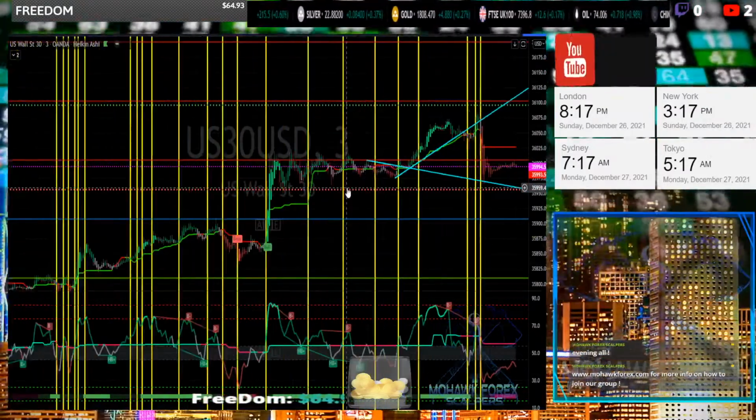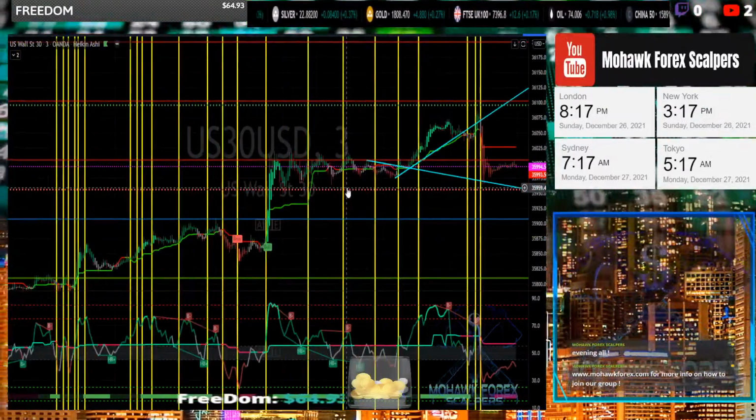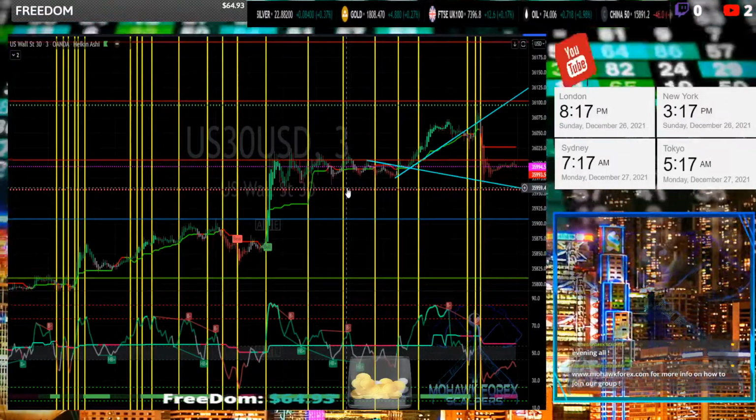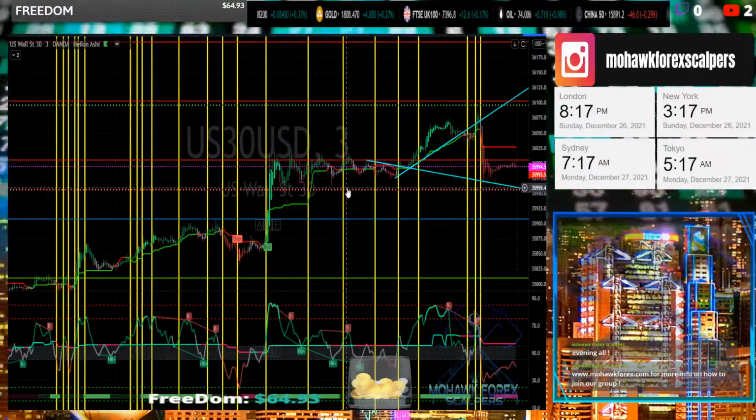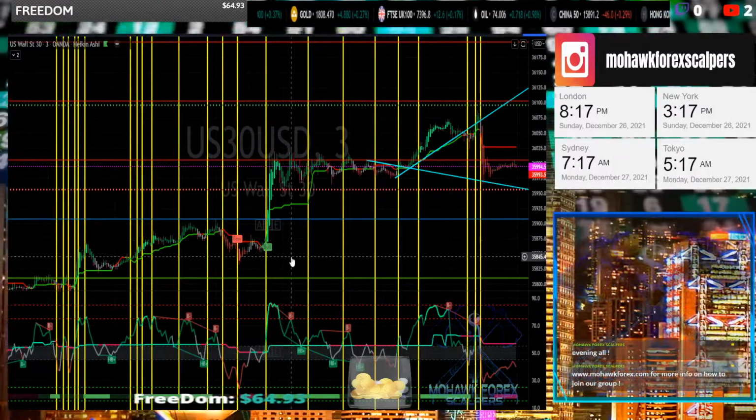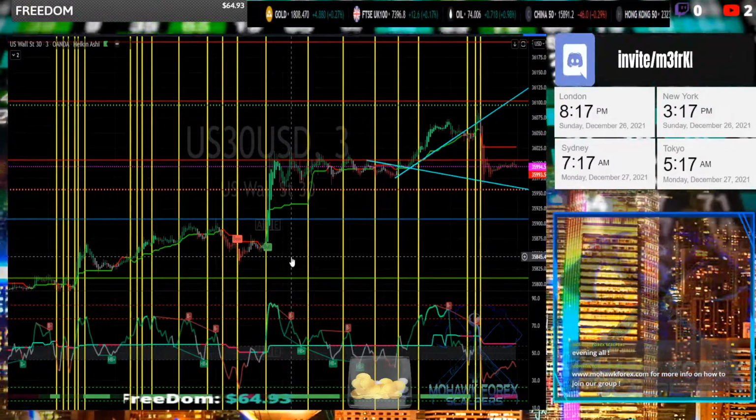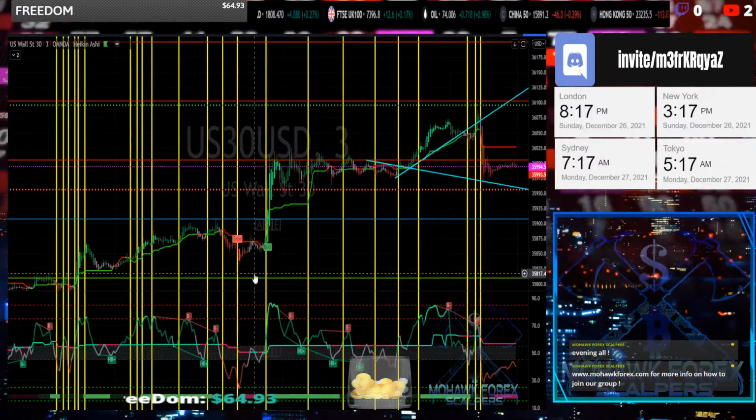Ooh, there you go. And this is what you should do on any pair, any indices. This is what you should be doing to backtest any system that you're doing. This is how we backtest our system, and we know it's pretty powerful.